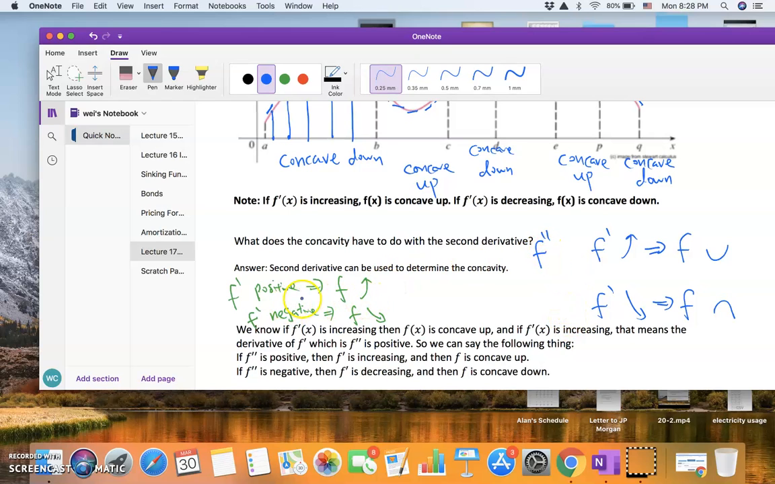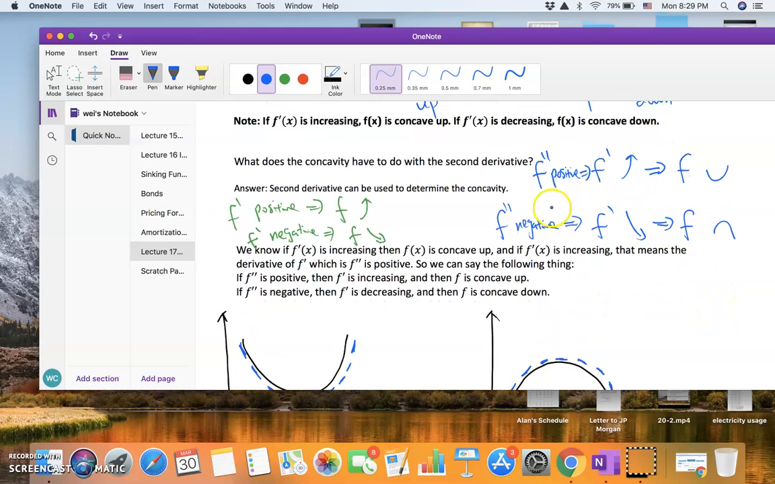So using this result, if the second derivative is positive, then the original function, here the original function of the second derivative is f prime. Using this result, the first derivative is going to be increasing and the function is going to be concave up. And if the second derivative is negative, then the first derivative is decreasing and the function is concave down. So this is the relationship between the concavity and the second derivative.